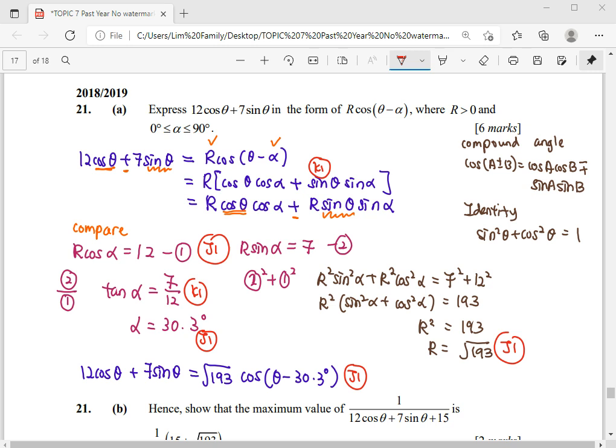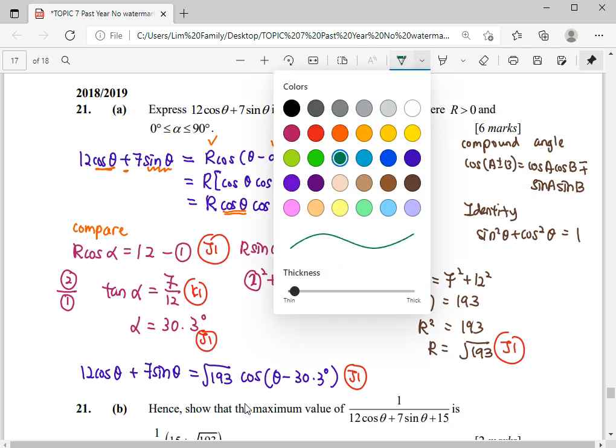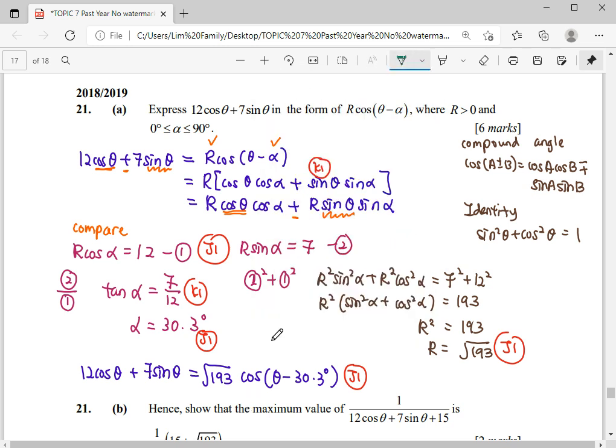So we go for B. Before I go for B, here's some knowledge you must know. When I express our trigonometry in this form, R cos theta minus alpha, the maximum value is R. This is our knowledge about this solving part. Maximum value will be R, it will be our amplitude. Minimum value is our negative R.